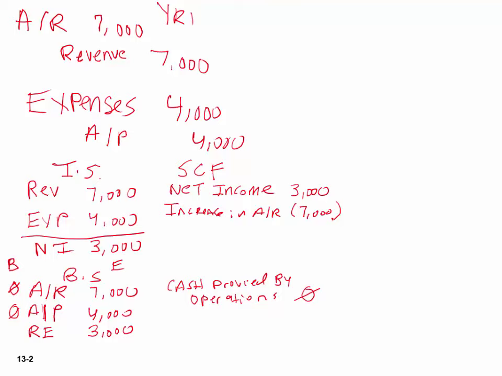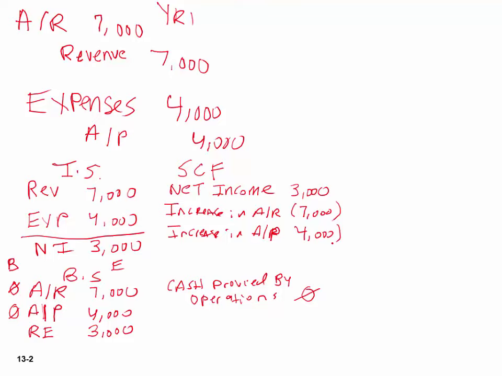Then we would analyze our liability here, and what happens? Our liability increased, didn't it? Accounts payable increased. The increase in accounts payable decreased our net income, but no cash was used, right? So what would we do? We'd put increase in accounts payable, and we would add it, because it decreased my net income, but it didn't use any cash, did it?